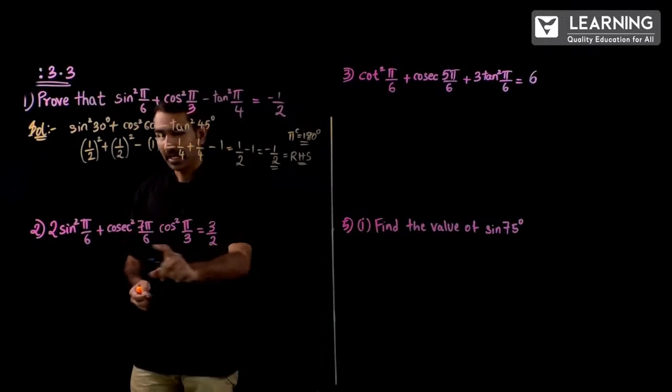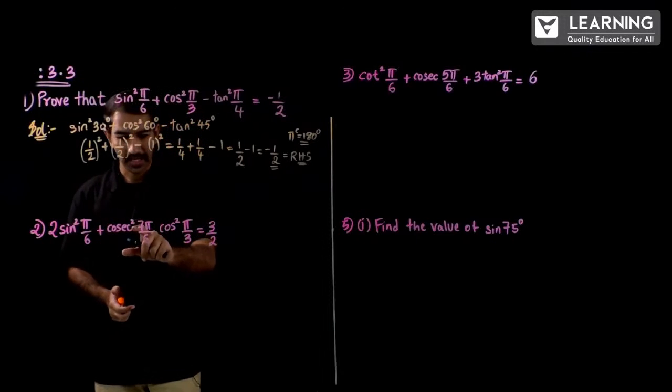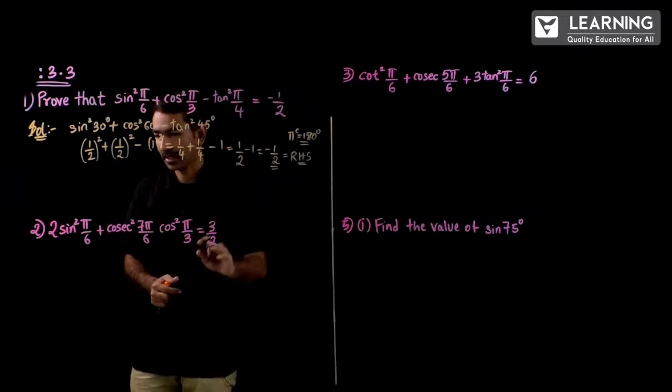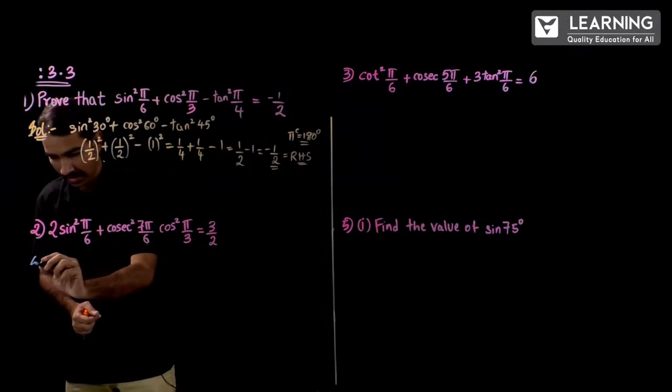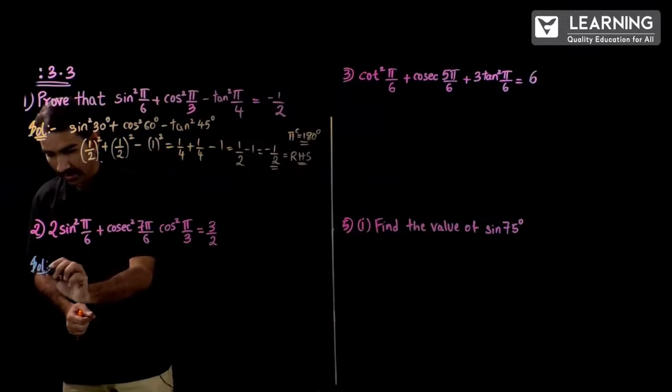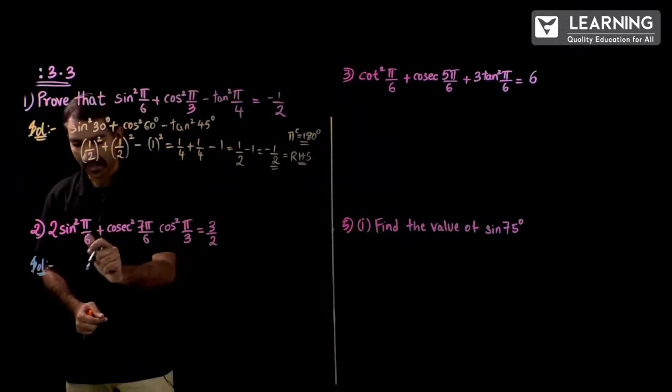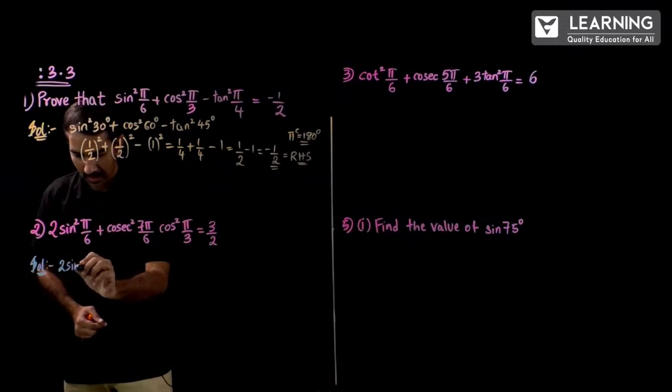Same thing, you have to prove it again. 2 sin square pi by 6, cosecant square 7 pi by 6, into cos square pi by 3. Now students, see this, the solution will start. Solution. Pi by 6 we can find out, right? What is pi by 6? 180 by 6, that is 30. Write that: 2 sin square 30 degrees.